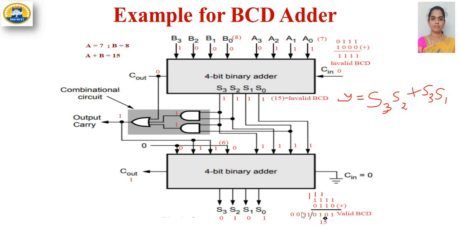Now we are getting the 5th bit. So this is the BCD equivalent of the number 15. So 0, 0, 0, 1, 0, 1, 0, 1, that is 1 and 5. Therefore we are getting the BCD equivalent of 15 here. This is how we are adding two BCD numbers, and we are getting the results.